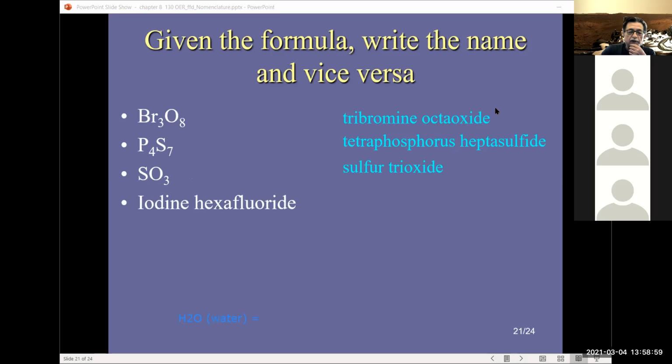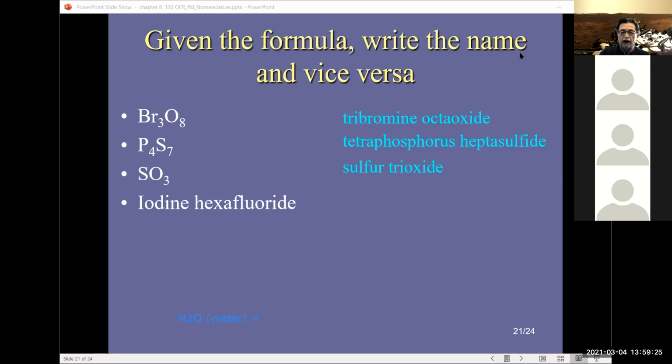All right. So now you're given the name, and you're asked to give me the formula. Like we were doing before, when we came up with the base name and then added the prefixes, in this case we first figure out the base formula and then, based on the prefixes, add the numbers as a subscript.